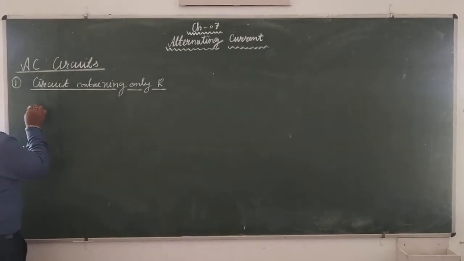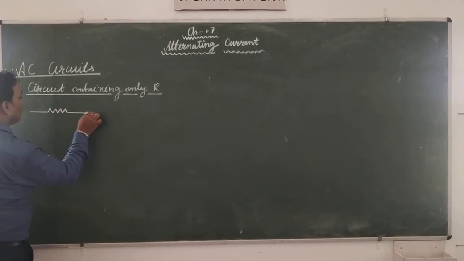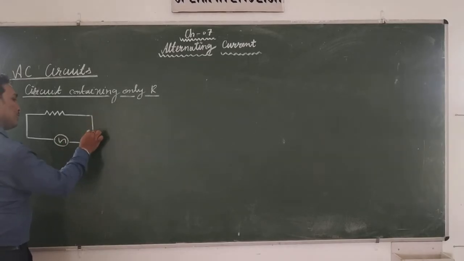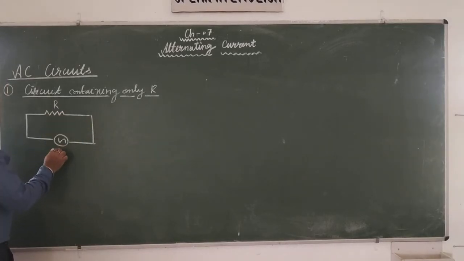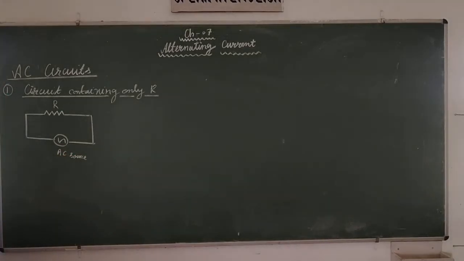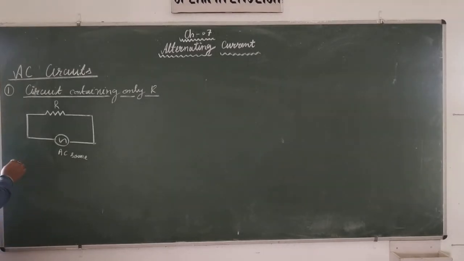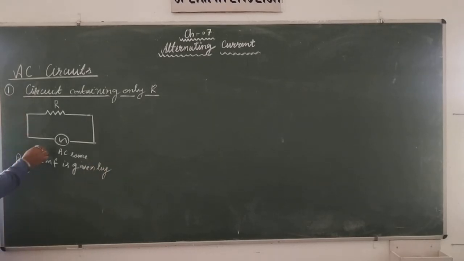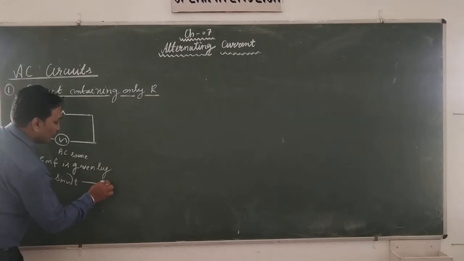How will the circuit look? One resistance is connected to a source of alternating EMF; this is the R, this is the AC source. What is the voltage supply which we are giving over here? The alternating EMF given by the source is E equal to E0 sin omega t. This is equation number 1.